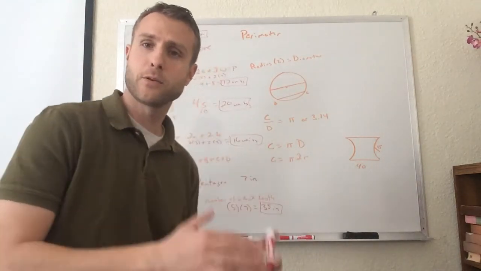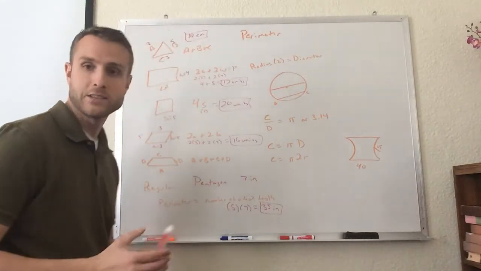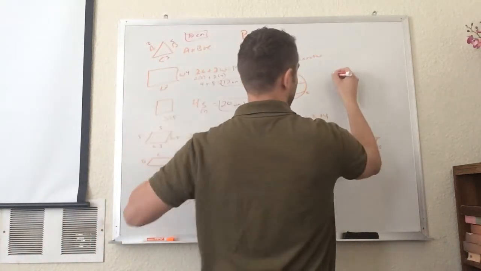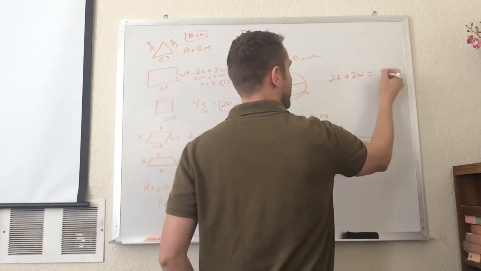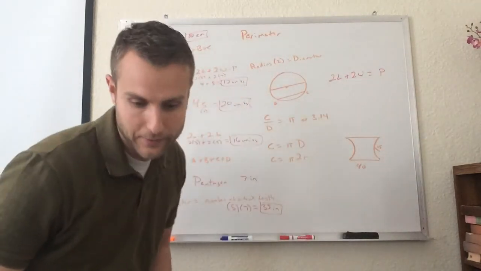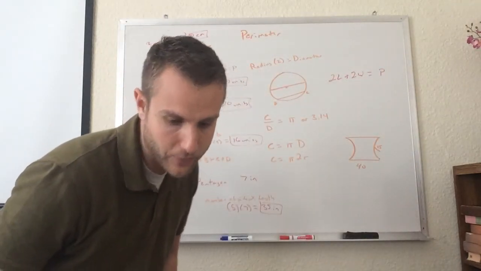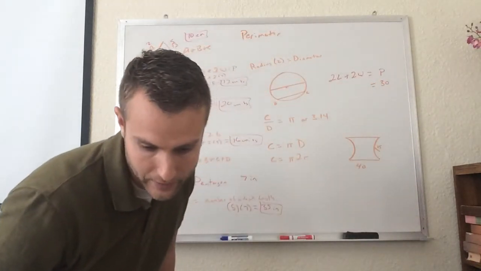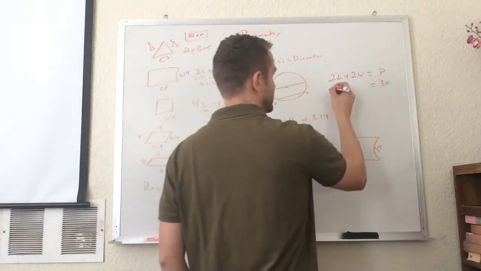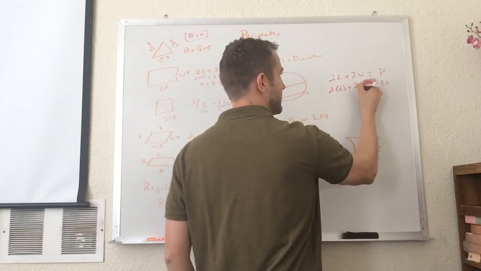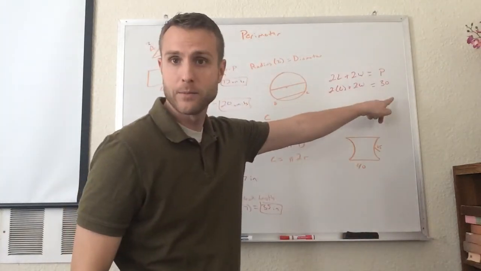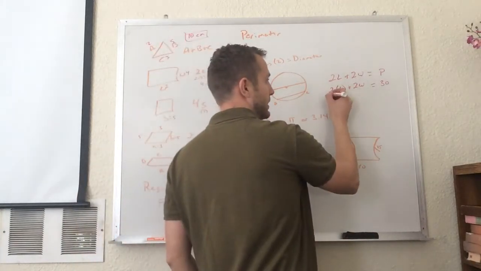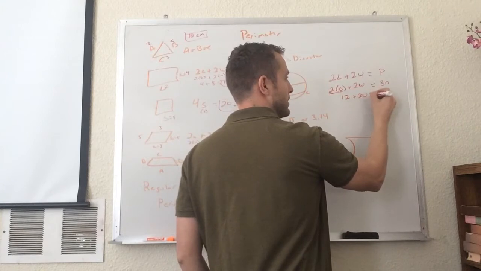Now, what happens if they give you the perimeter and they want one of the sides? Well, I just use my formula. Let's say, for example, I have a rectangle: 2L plus 2W equals the perimeter. And let's say for that rectangle, they tell you that the perimeter is 30, and that one of the sides is 6 inches, and they want the other side. Well, I plug in 30 for my perimeter, I plug in 6 for my length, and then I want to solve for my width. So 2 times 6 is 12, plus 2W equals 30.